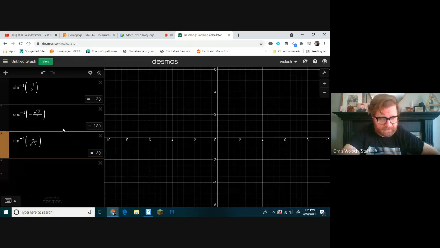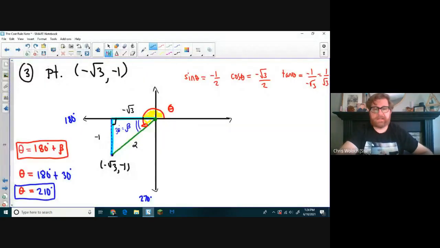So when I look at the calculations here, notice sine gives me -30, cos gives me 150, tan gives me 30. So what is tan giving me? Tan is giving me the related acute angle. Cos is giving me the swing in quadrant 2, and sine is giving me essentially the related acute, but just a negative swing. So that's why you need to look at the picture to make sure that you are determining the correct angles.